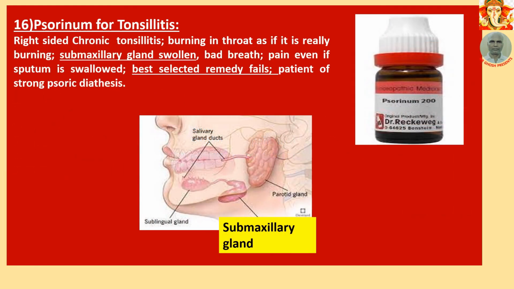16. Tuberculinum for tonsillitis. Right-sided chronic tonsillitis, burning in throat as if it is really burning. Submaxillary gland swollen. Note the submaxillary gland, this is the submaxillary gland. There are three sets of salivary glands: parotid, sublingual, submaxillary. Bad breath, pain even if sputum is swallowed. Best selected remedy fails. Patient of strong psoric diathesis.